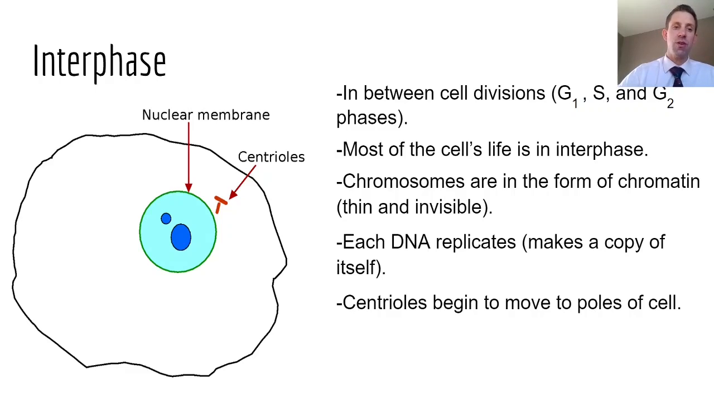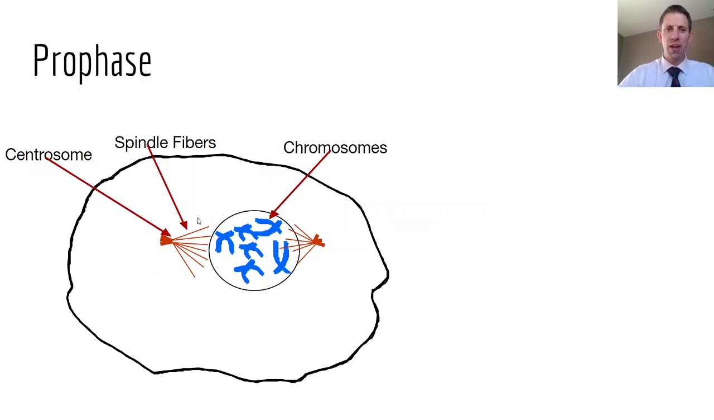Some other things to take note of inside of a cell that's in interphase are the nucleus and the nuclear membranes. The membrane that surrounds the nucleus is fully intact. And you have these structures that are called centrioles, which are going to be useful in the movement of chromosomes. They begin to move to opposite sides, or the poles, of the cell. So one might move over here, and the other one might move over here, or top and bottom. Ultimately, it doesn't matter, as long as they separate away from either end of the cell. Then we start to get into the actual process of mitosis.